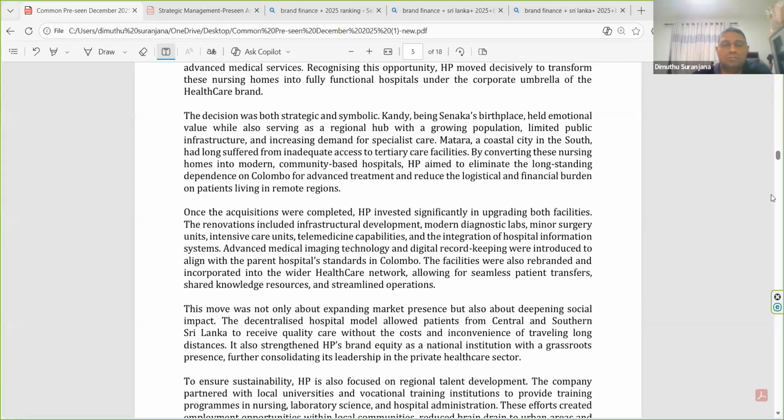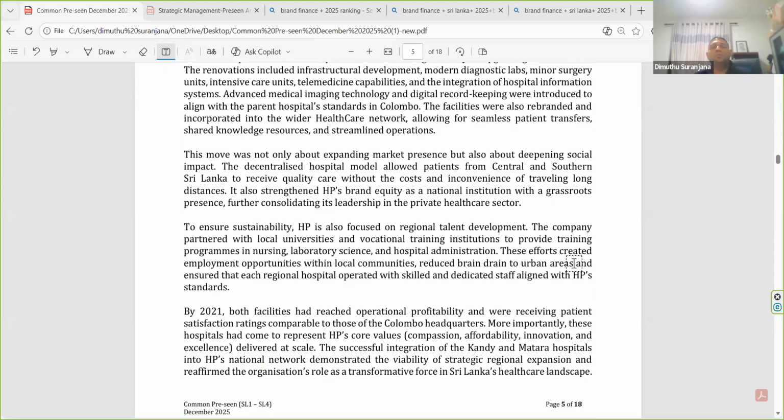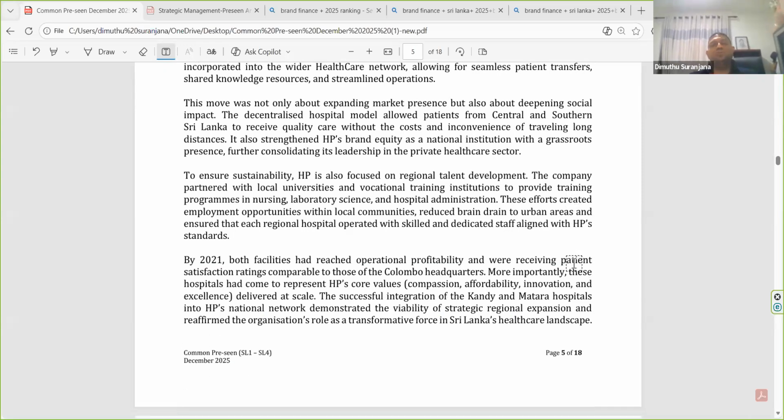Then what can we verify? So once the acquisition was completed, significantly upgrading both facilities. The renovations include infrastructure development, modern diagnostic lab, minor surgery. So we read that part. More advanced medical imaging technology and digital record keeping were introduced to align with the hospital in Colombo. The facility was also rebranded and incorporated into the wider healthcare network, allowing for seamless patient transfers, shared knowledge resources, and operations. This move was not only about expanding market presence, but also about deepening social impact.